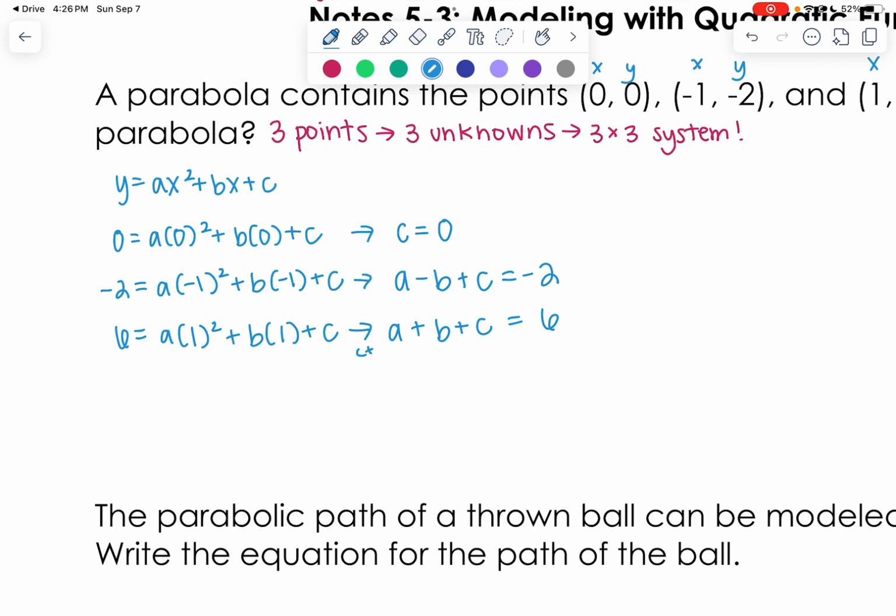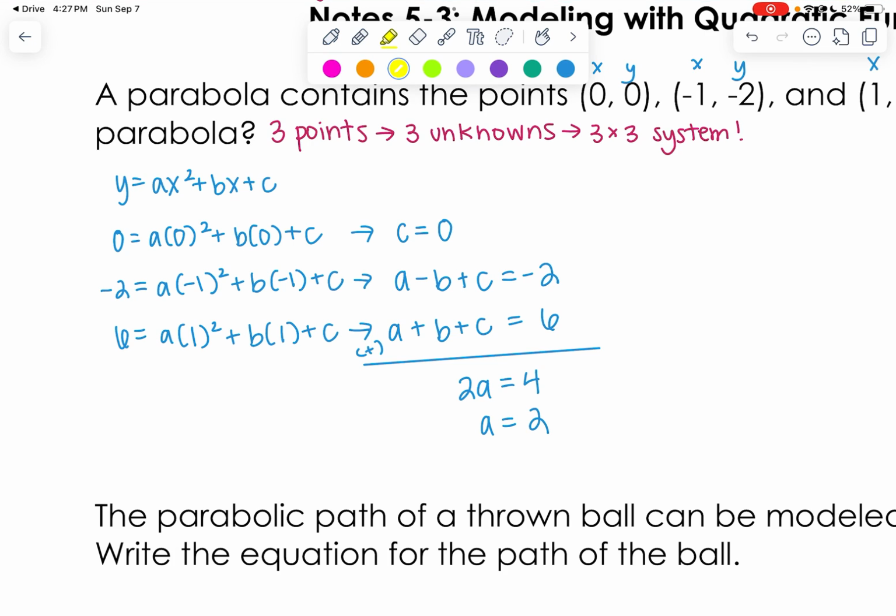Now, if I add these as is, b's going to eliminate, and I already know that c is 0. So I'm going to go ahead and add these together. Okay, I'm solving a 3 by 3, right? So turn it into a 2 by 2, but I already know that c is 0. And if I add, b is going to eliminate. So I'm going to be left with 2a equals 6 minus 2, which is 4. So a would equal 2.